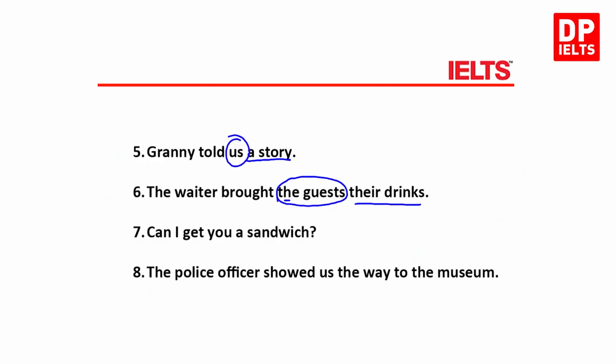Granny told us a story. என்ன சொன்னாங்க? Story. Direct object. யாருக்கு சொன்னாங்க? Us. Indirect object. The waiter brought the guests their drinks. என்ன கொண்டு வந்தார்? Drinks. Direct object. யாருக்கு கொண்டு வந்தார்? Guestsக்கு. Indirect object.